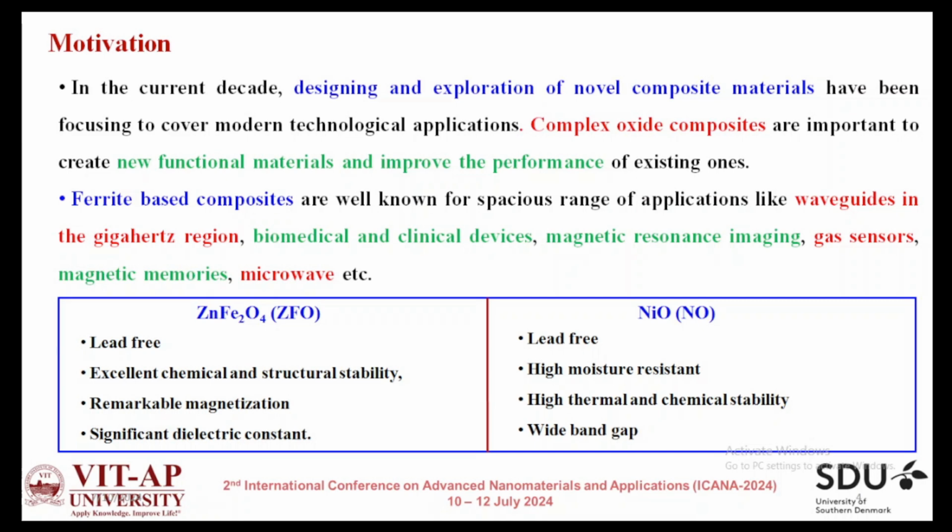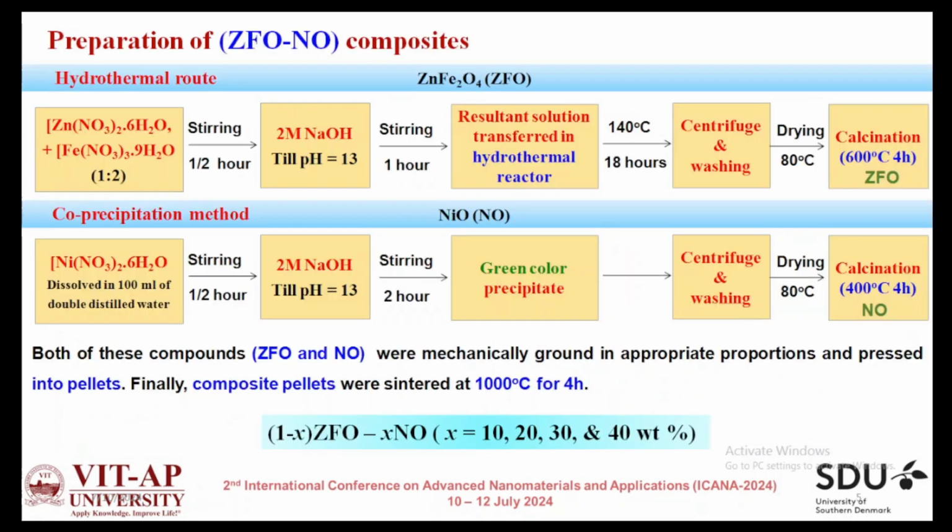On the other hand, nickel oxide is also a promising compound, because it is also lead free, it has high moisture resistance, high thermal and chemical stability, as well as a wide band gap. With this motivation, we were motivated to fabricate zinc ferrite and NiO composite and explore their structural, dielectric and electrical behavior. So we have synthesized ZFO, that is zinc ferrite, by using a chemical route, that is the hydrothermal technique, and we have synthesized NiO by using the co-precipitation method.